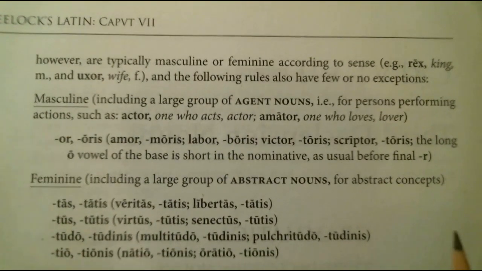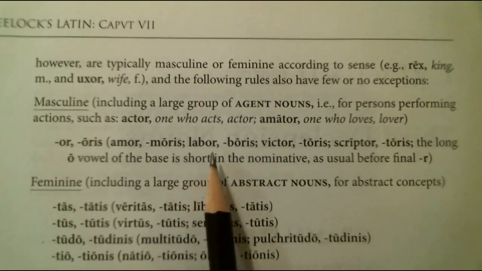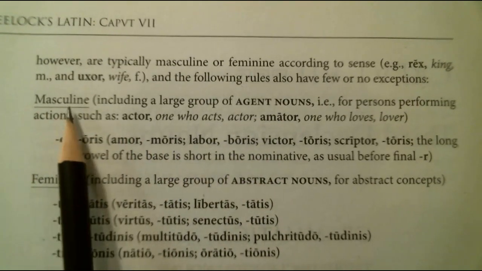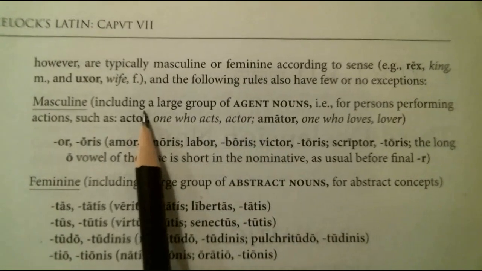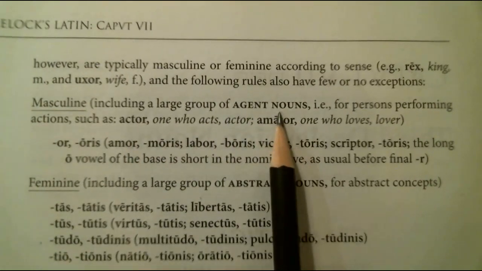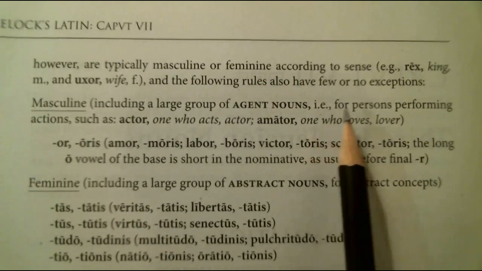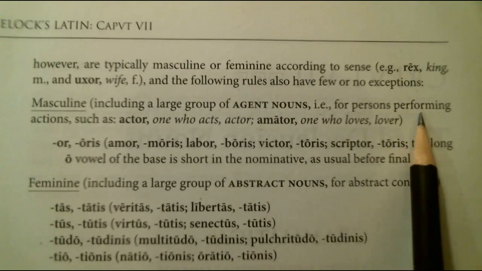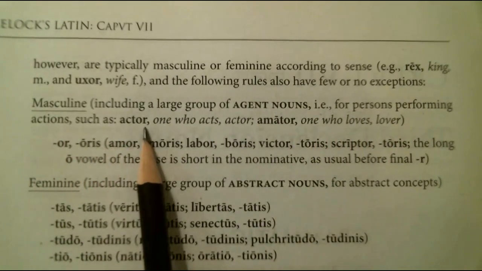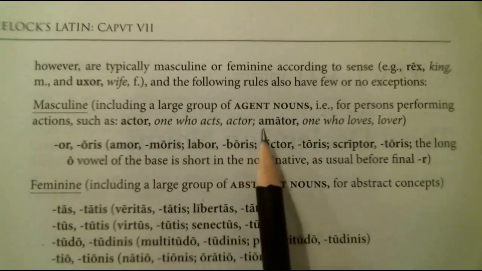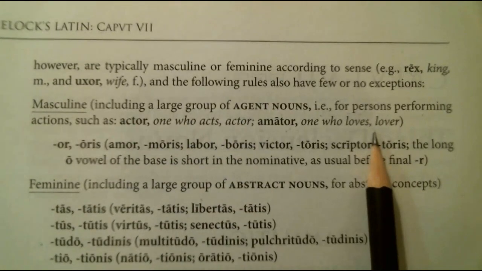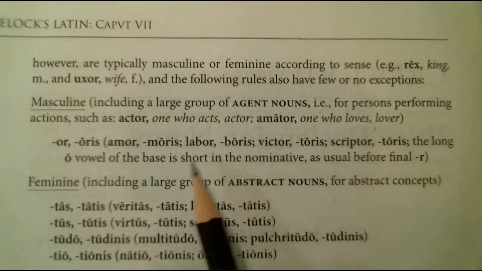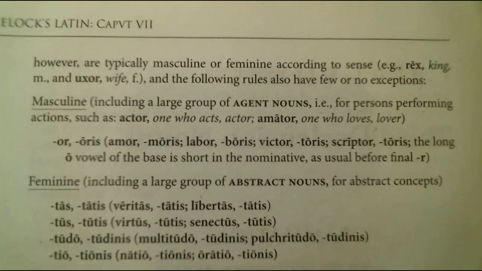All right, so let's take a look here at some words. We're looking at masculine, feminine, and neuter samples. Including a large group of agent nouns, that is, for persons performing actions such as actor, one who acts, or amator, one who loves, those are going to be masculine. So this is a good example. This section right here talks about what I'm talking about.